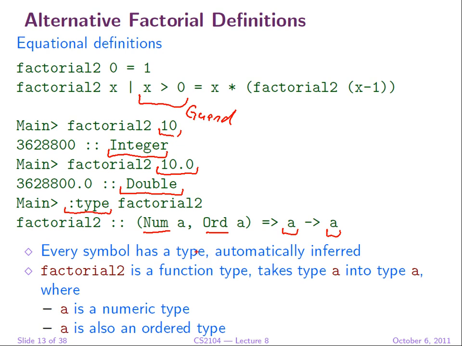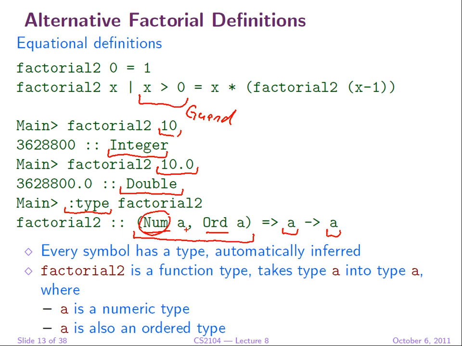These Num and Ord are type classes, right? And this is how polymorphism by subclassing works in Haskell. We can define a minimal set of properties and give it a name, and then we can say that a type must have those properties. So the type A is restricted, but it's not restricted to a single type.